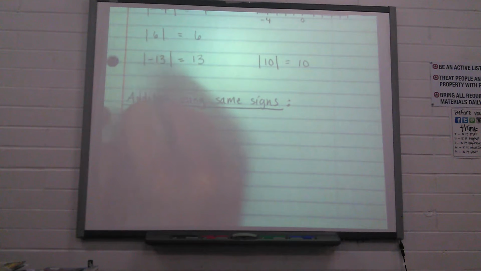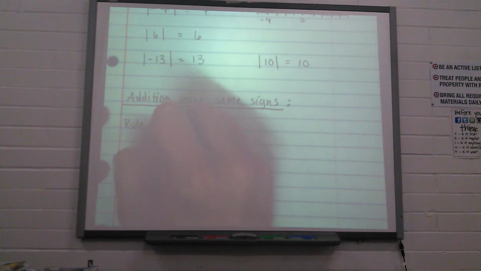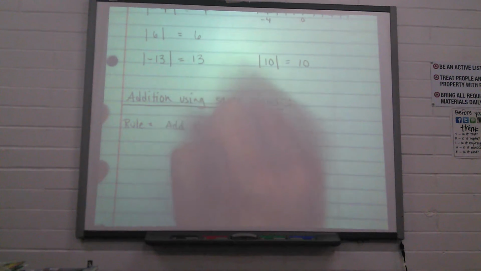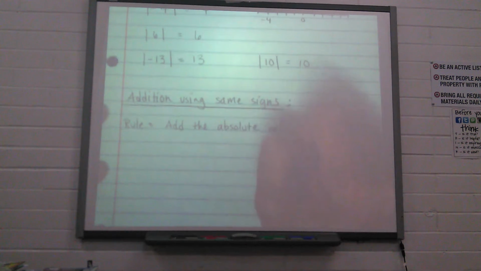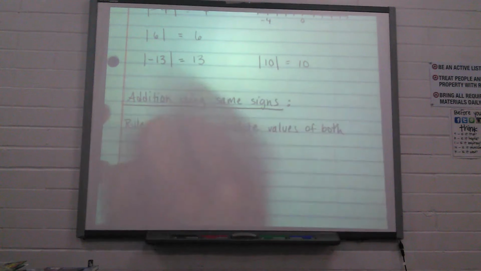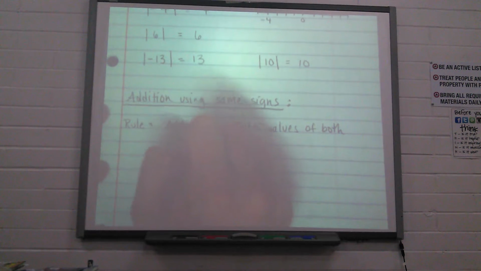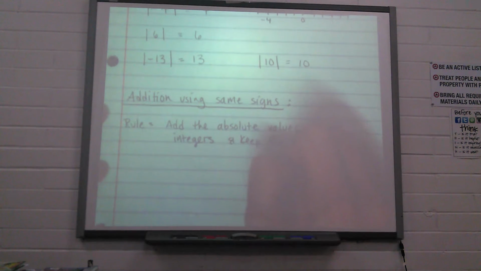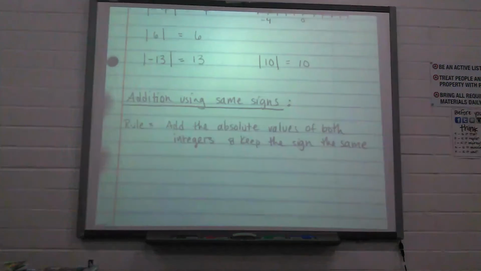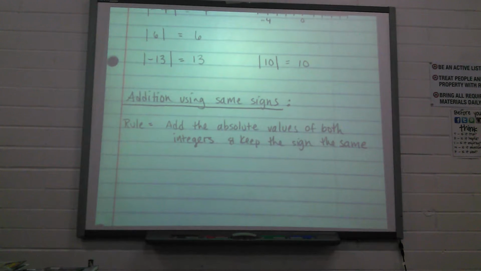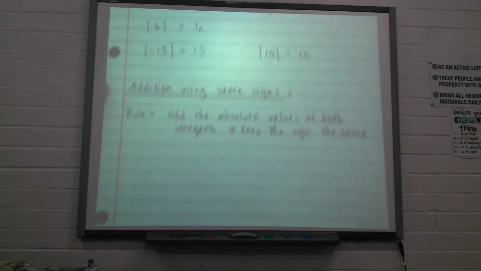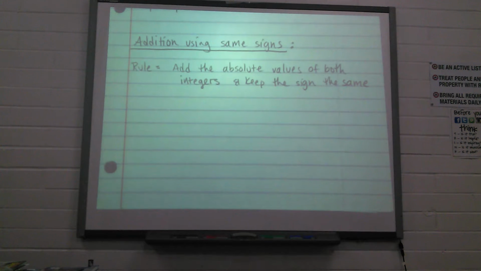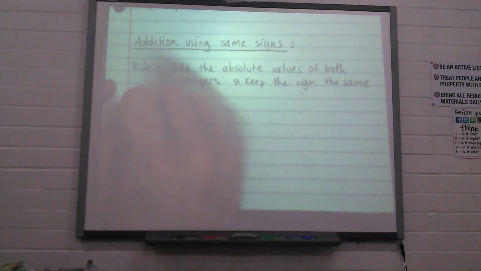So the rule is add the absolute values of both integers and keep the sign the same. Okay, so add the values of both integers and keep the sign the same. Okay, so again, we always do examples.